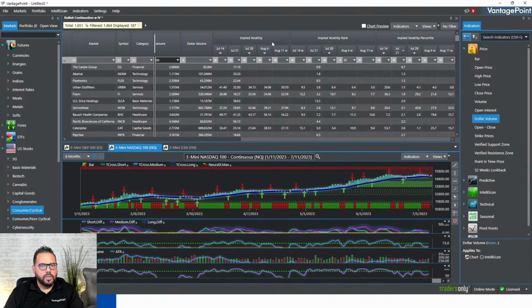I like to view it. I like to have a good look at it to make sure that I understand it. But implied volatility rank, in my opinion, speaks more to me. And here's what implied volatility rank is.